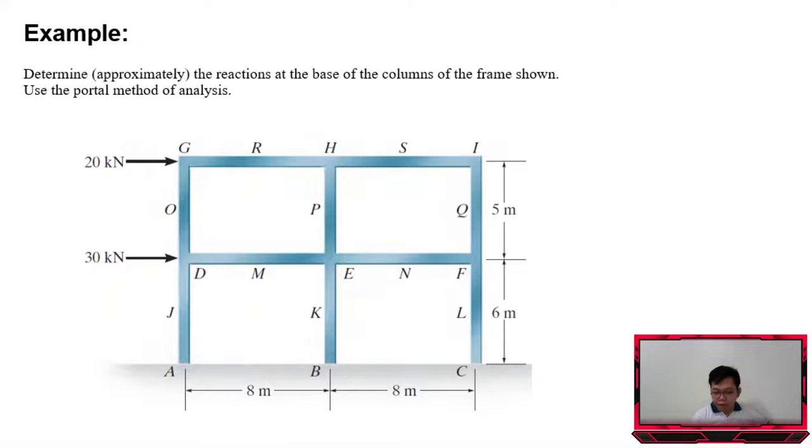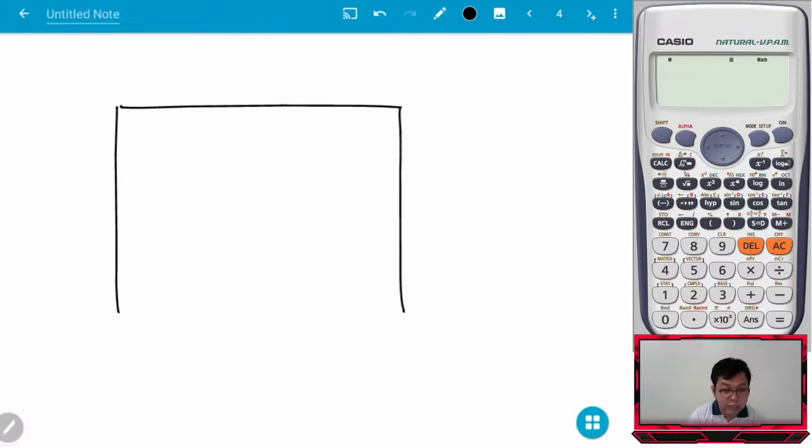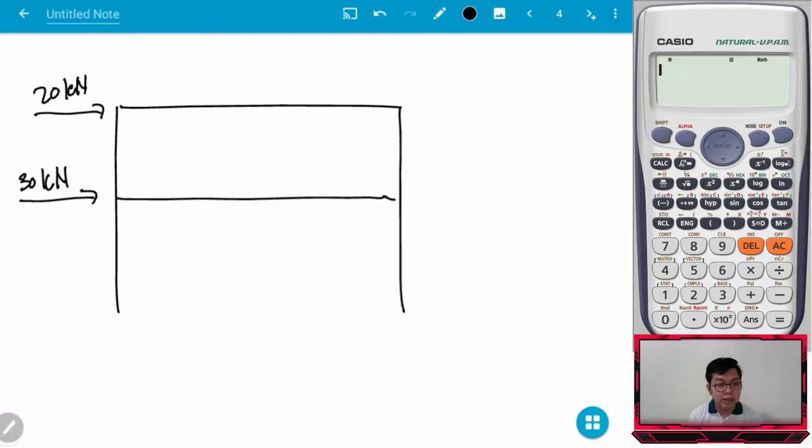So, anyway, ilipat ko muna, guys, yung column natin dito sa tablet. So, don't worry, guys, I'll do my best na gandahan na yung mga figures natin dito sa tablet para hindi kayo mahirapan. So, ito, 20 kilonewton. And then, ito is 30 kilonewton. And then, meron pa pala sa gitna. Okay? So, ang gagawin natin, guys, to solve for this, itong mga reactions dyan sa ibaba.